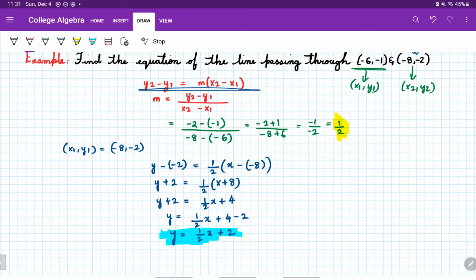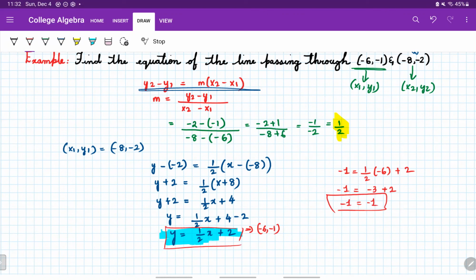Let us now verify if this is the right answer. Let me plug in the other point. Let me plug in negative 6 comma negative 1 into this equation to see if we get left hand side equals right hand side. So y here is negative 1 and x here is negative 6, right? So we can have negative 1 equals negative 3 plus 2. We end up with negative 1 equals negative 1, which is a true statement. So we have verified that this is the equation of the line which passes through both of these points and has the slope 1 over 2.